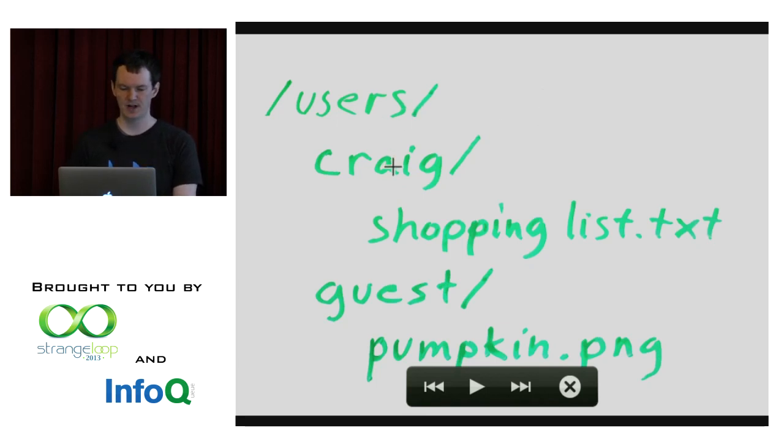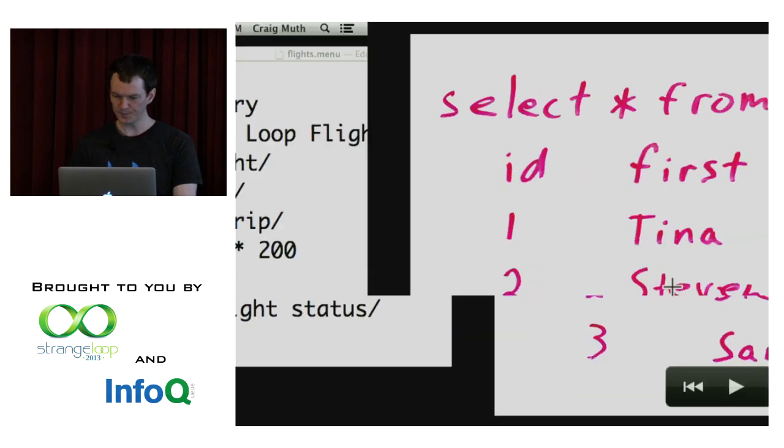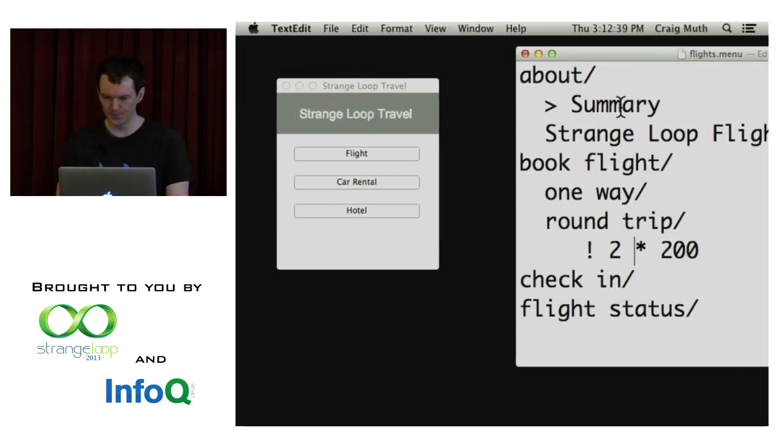File paths. The path to this would be users/craig/shoppinglists.txt. That's fairly obvious. For SQL and other languages developers use, the path to these rows would be select star from users / and then this row. That seems kind of weird, but I think it'll make more sense in a moment here.